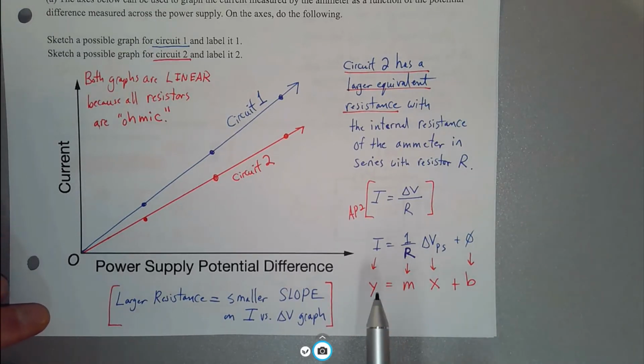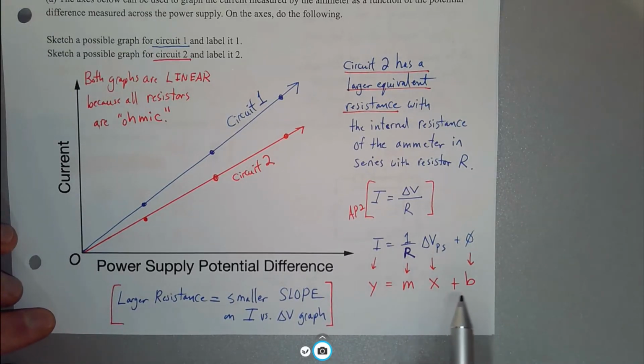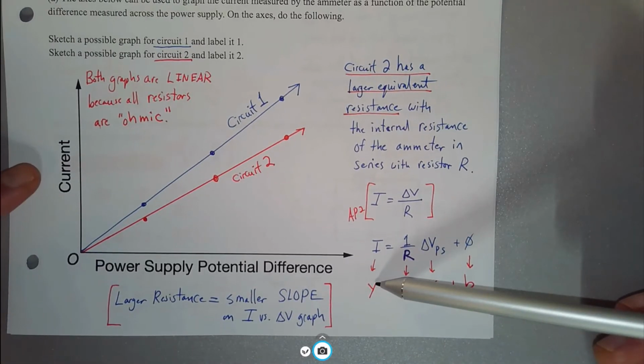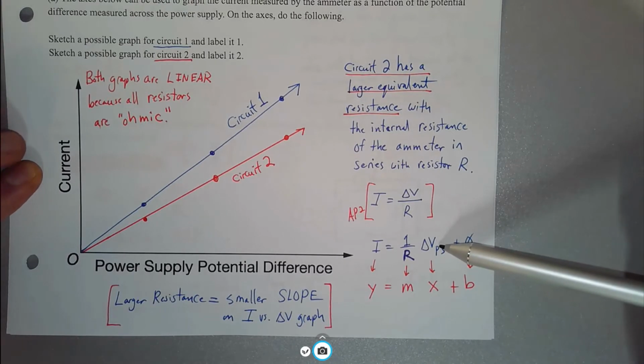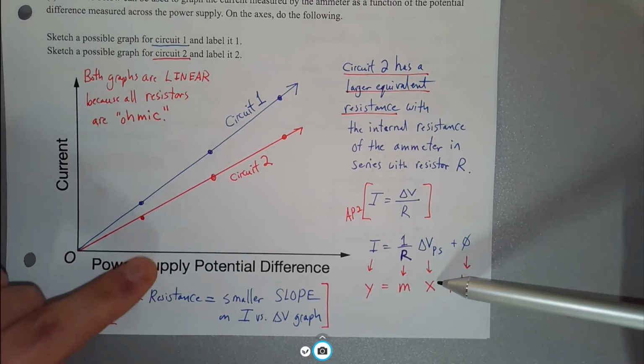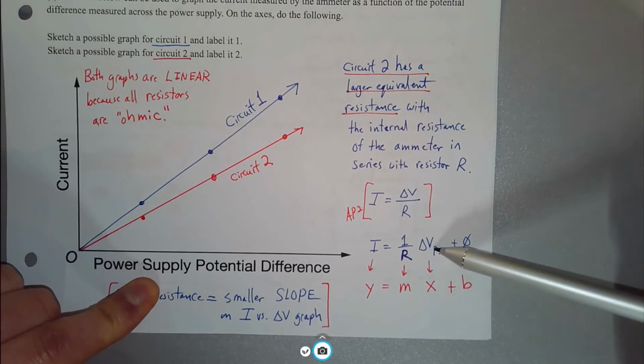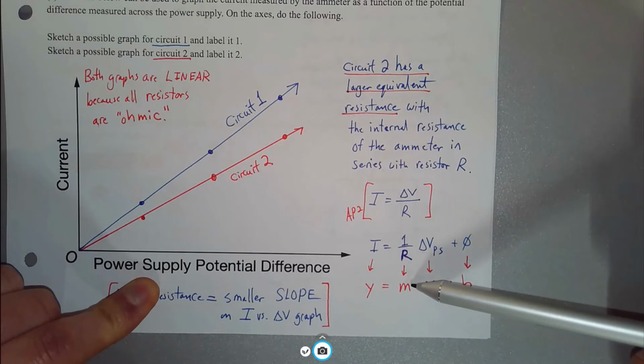But notice, doing that, we now have this equation in the form of a line: y equals the slope, m, times x, plus the y-intercept. We can see I is on the y-axis, that's our current. The change in electric potential by the power supply is on the x-axis, that's what we have down here. And notice, whatever is multiplied by x, which is delta V, is the slope.